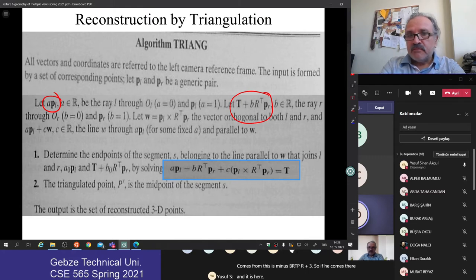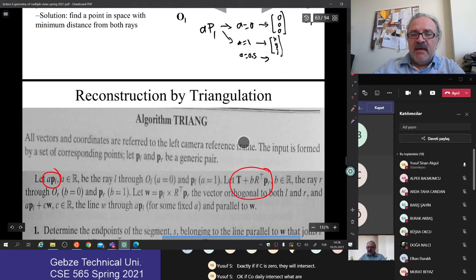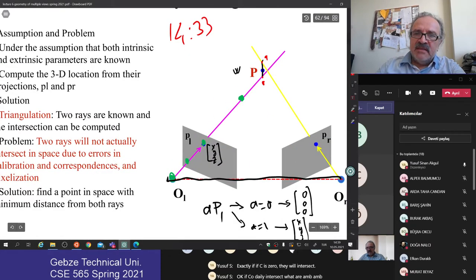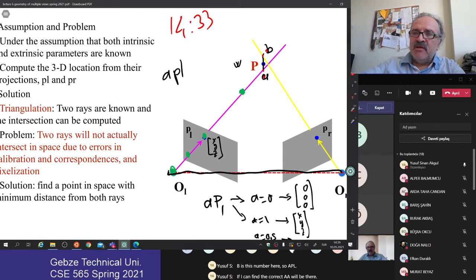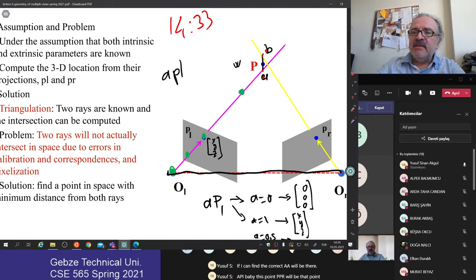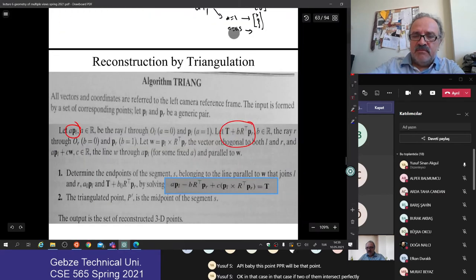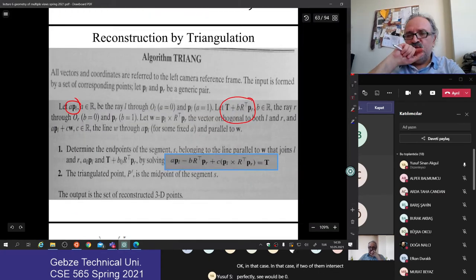Okay. If C is zero, they will intersect. What are A and B? A is this number here, B is this number here. So if I find the correct A, A PL will be this point, B PR will be that point. Okay, in that case, if two of them intersect perfectly, C would be zero.